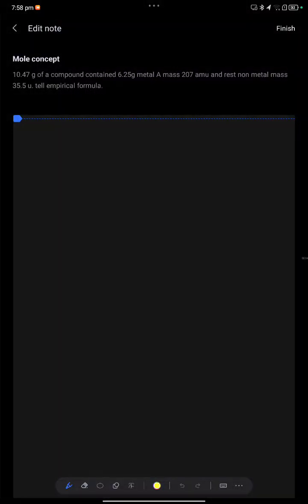So today we will solve this question. The question is stating that 10.47 gram of a compound contains 6.25 gram of metal A whose mass is 207 mu and the rest non-metal of mass 35.5 mu. We have to tell the empirical formula. Okay.